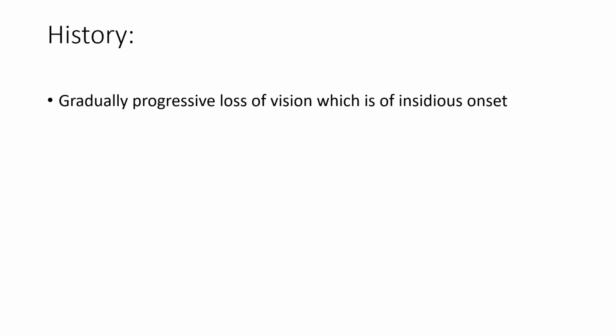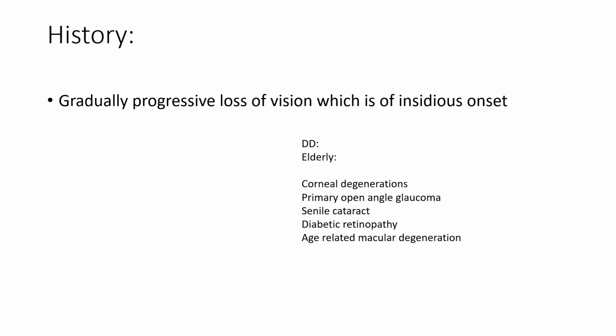So the history obviously will be a gradually progressive loss of vision which is of insidious onset. The differential diagnosis I've already said. What are the differential diagnoses for gradually progressive loss of vision? Corneal degenerations, primary open angle glaucoma, senile cataract, diabetic retinopathy, and age-related macular degeneration.